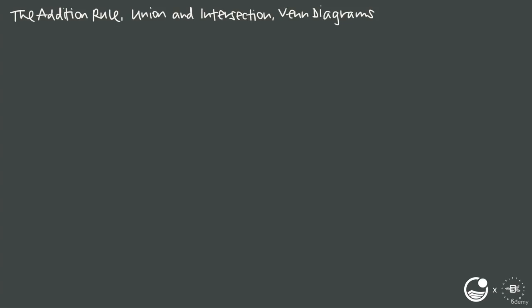We've looked at how to find the probability of a single event occurring, but now we want to start talking about the probability of multiple events. And we're going to start that investigation with this idea of the addition rule. So the addition rule, technically, if we look at its formula, is this rule here.